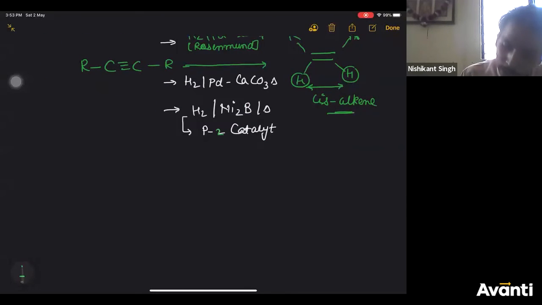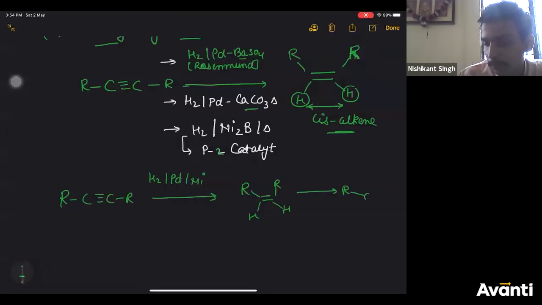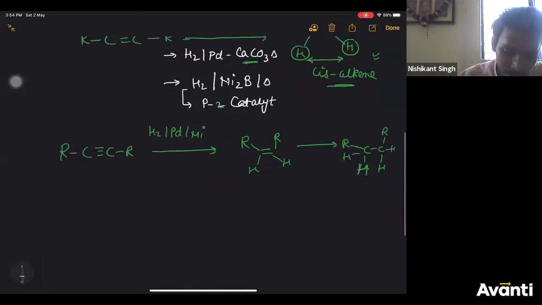Now, what will happen if I directly use alkyne and add H2 with Pd or nickel directly? Why am I adding calcium carbonate? Why am I adding barium sulfate? If I add directly, I'll first get alkenes. Then alkenes will be further hydrogenated to alkanes. So alkynes will be converted to alkanes if you use a normal catalyst, right? But if you use calcium carbonate or barium sulfate, then the reaction will stop at alkene. Very, very important.